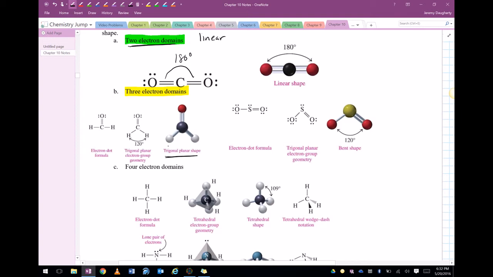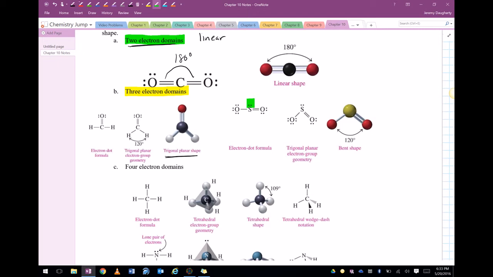So that would be the electron domain geometry. That would also be the molecular geometry. Now, if we have lone pair electrons on that central atom, the molecular geometry changes. So if it's only atoms, the electron domain geometry and the molecular geometry will be the same. If it has lone pair electrons, the molecular geometry will change, and I'll show you that here.